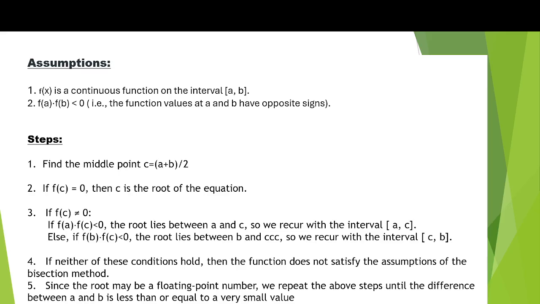If neither of these conditions hold, then the function does not satisfy the assumptions of the bisection method. Since the root may be a floating point number, we repeat the above steps until the difference between a and b is less than or equal to a very small value. Okay, I think this is clear to you.